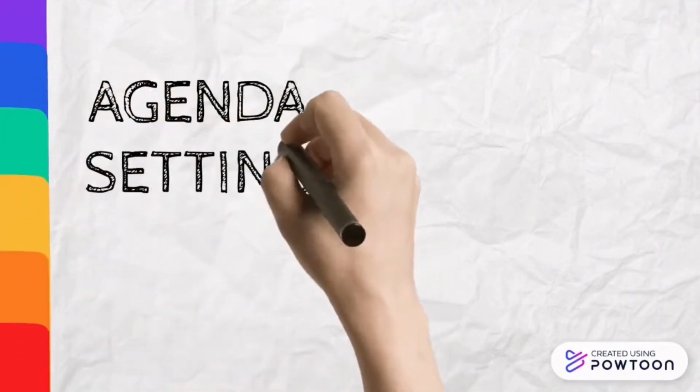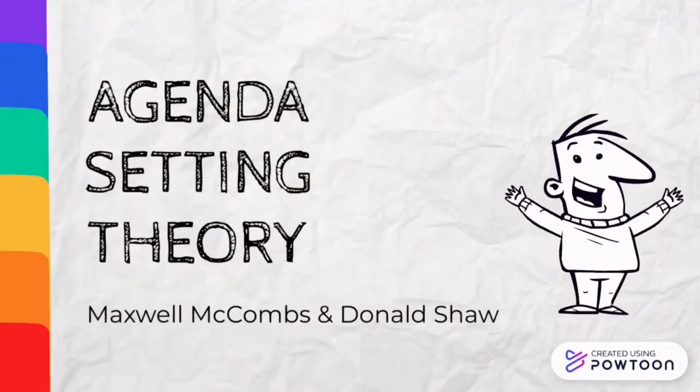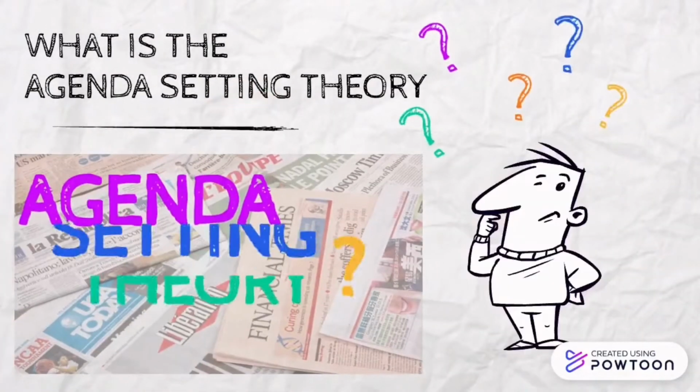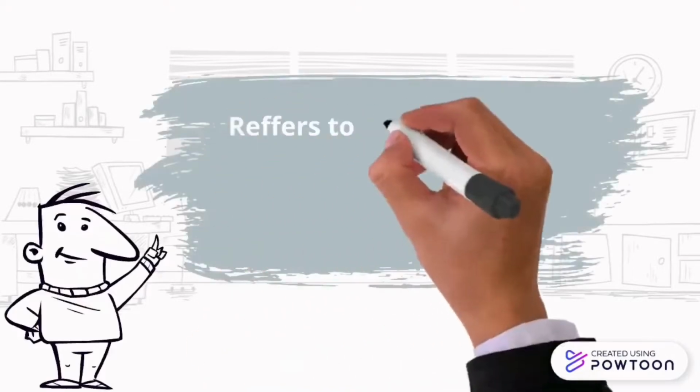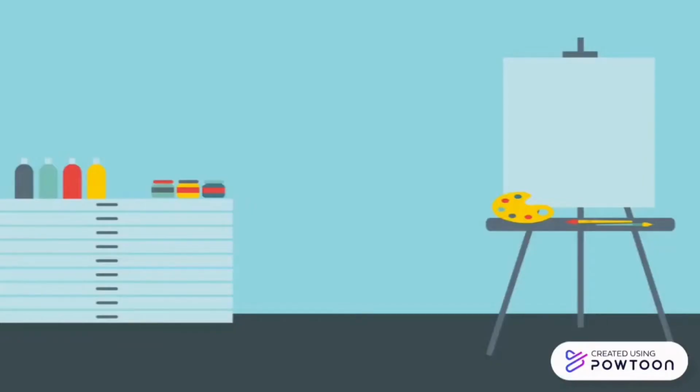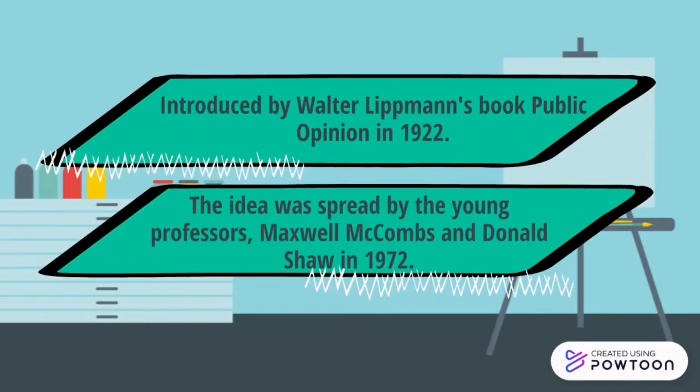Agenda Setting Theory by Maxwell McCombs and Donald Shaw. So, what is the agenda setting theory? Basically, this agenda setting theory refers to how media news coverage determines which issues become the focus of public attention. This theory was first introduced in Walter Lippmann's book Public Opinion in 1922. The idea of this theory was spread by the young professors Maxwell McCombs and Donald Shaw in 1972.